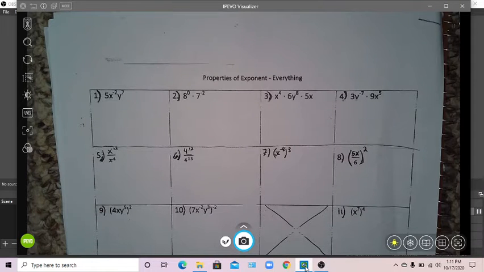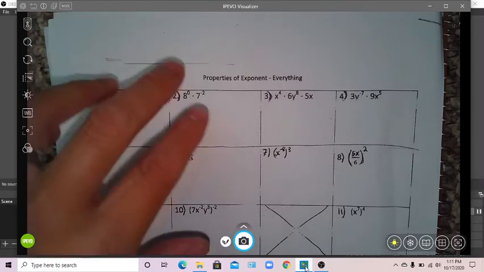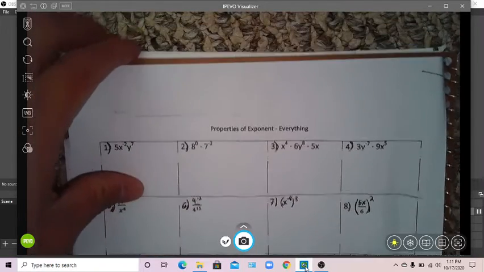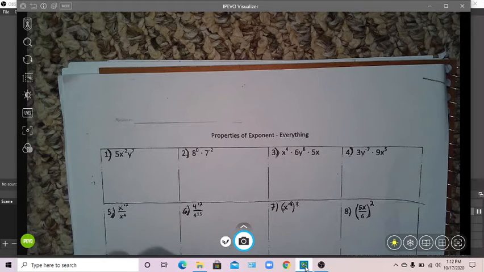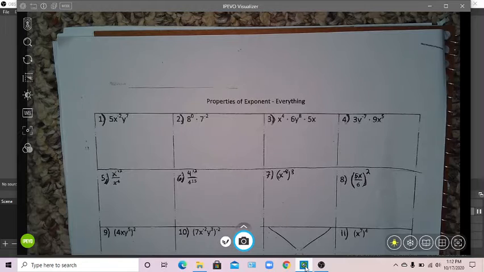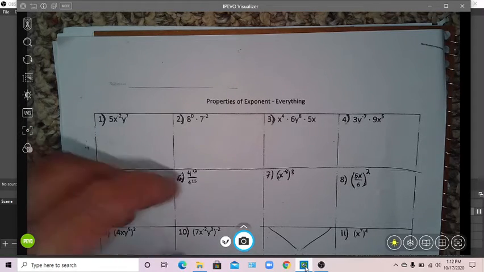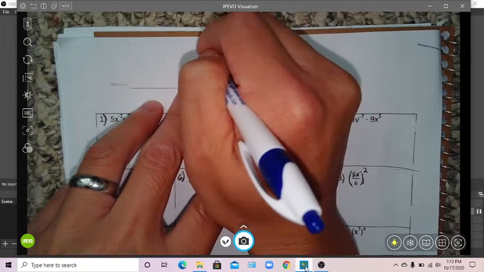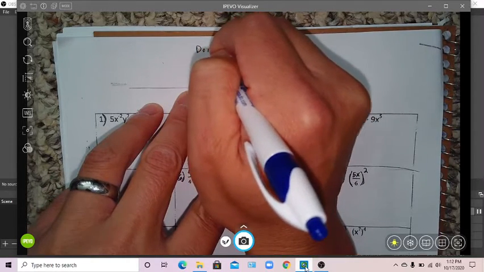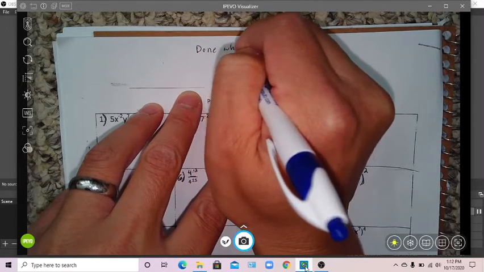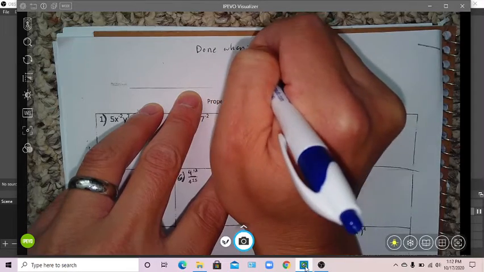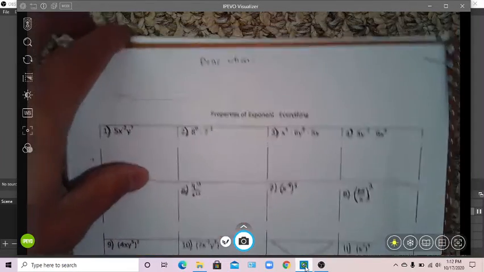Alright, so for this one, Properties of Exponents Everything, first thing I want to address is, let's write some notes at the top here. Students always are confused, or usually they're unsure when they're finished. Okay, so I want you to write this. You are done when. Okay, there are three things to look out for.